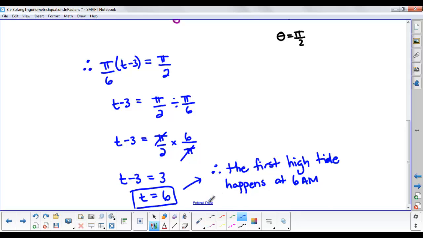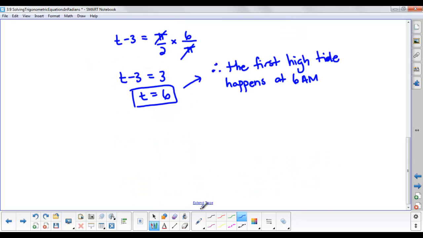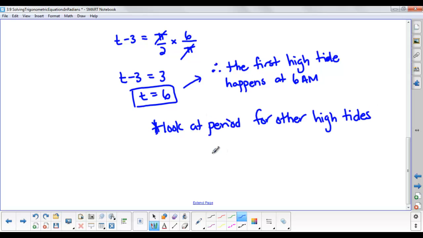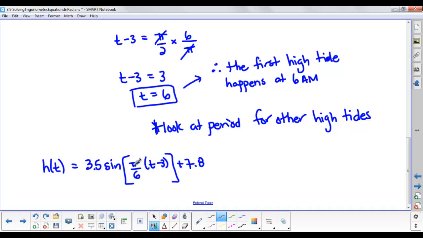If we wanted to find out, let's say over the course of a day, how many times or at what times we've reached high tide, we want to take a look at the period of the function for the other high tides. So I'm just going to rewrite our equation. The thing that we're interested in to help us find the period is our k value. Now remember that the period is equal to 2 pi over k.